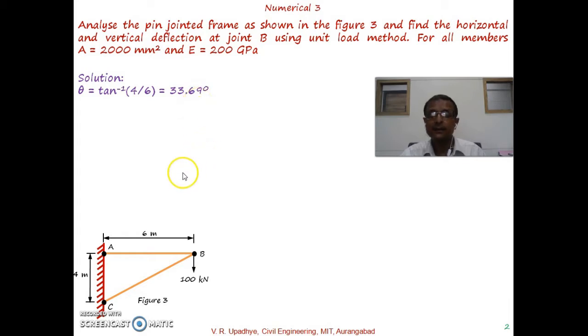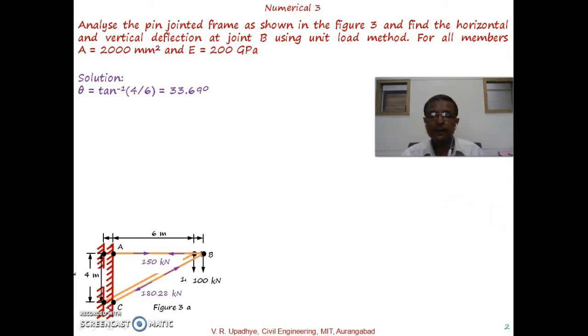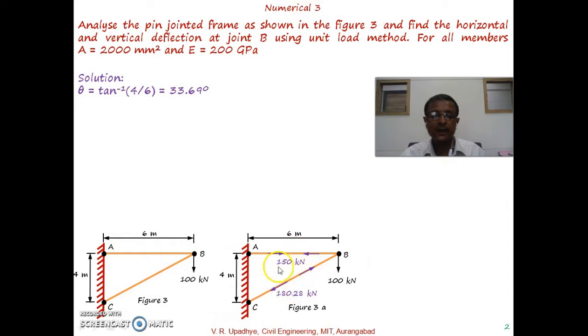So with this, you are now aware that for analysis of vertical and horizontal deflection at joint B, you need to first find the internal member forces due to the applied external forces, and then we'll apply a unit load in the direction at which deflection due to the applied external forces is to be calculated. So we'll go through that procedure. With this diagram, 100 kilonewton force is applied in figure 3a.